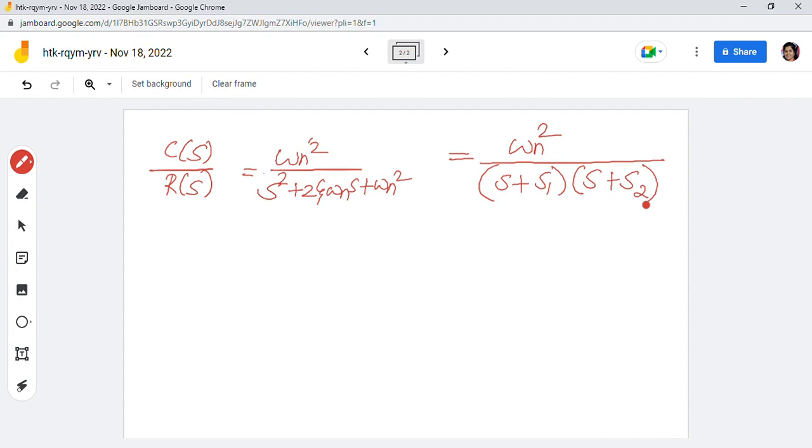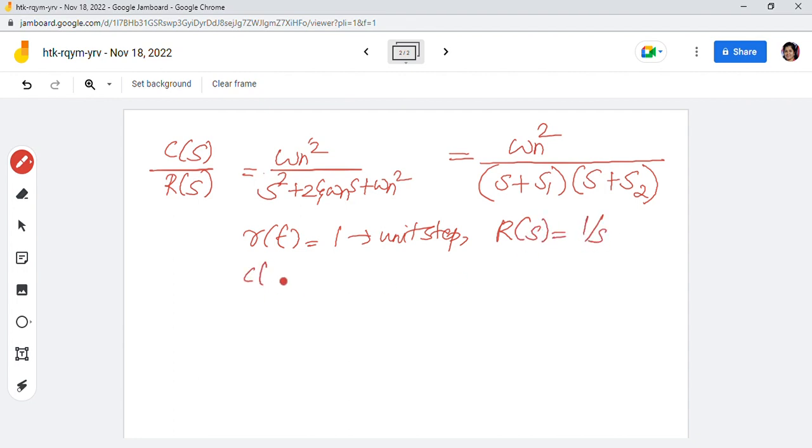Now we want to solve this equation. How can we solve this equation? We can use partial fractions. Before that, we give the input as the unit step. Now r of t is equal to 1, the unit step. So what will be R of s? R of s equals 1 by s.